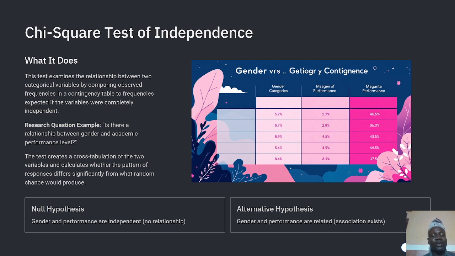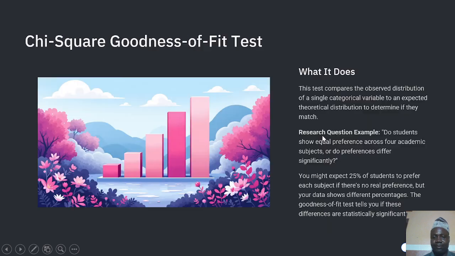So the null hypothesis to be stated is that gender and performance are independent, and we can have an alternative hypothesis that says gender and performance are related. That is the purpose of the test of independence, as it were. So this is a form of data: gender categories, and the performance that matches them.